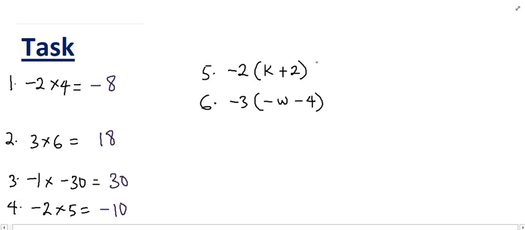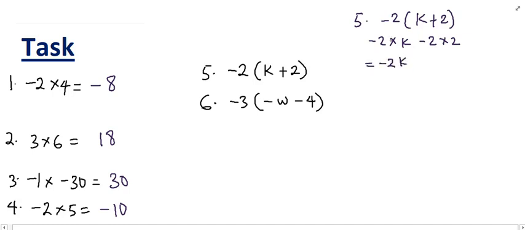For number 5, let's do it right here. We have negative 2 into k plus 2. So negative 2 multiplied by k, and then negative 2 multiplied by 2, right? So negative 2 times k gives us negative 2k. Makes sense, right? Because they are different signs. Now different signs again, we are still expecting negative. Negative 2 times 2 is negative 4, our final answer. We cannot simplify further.